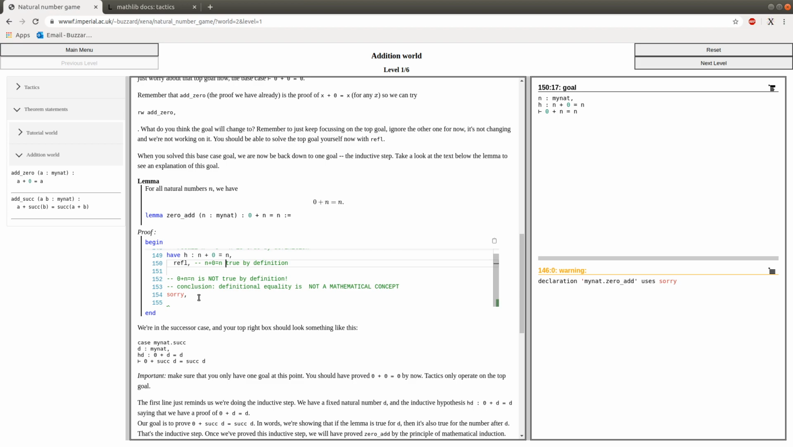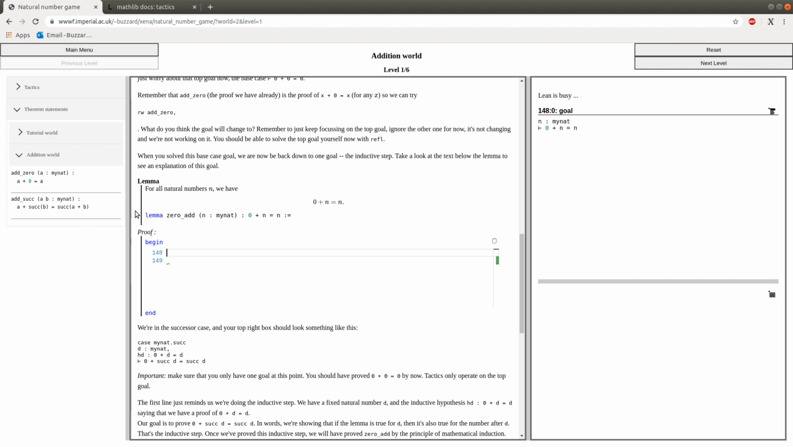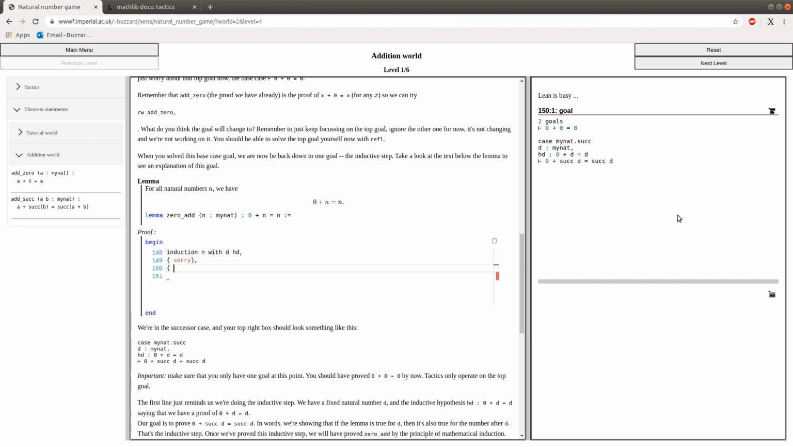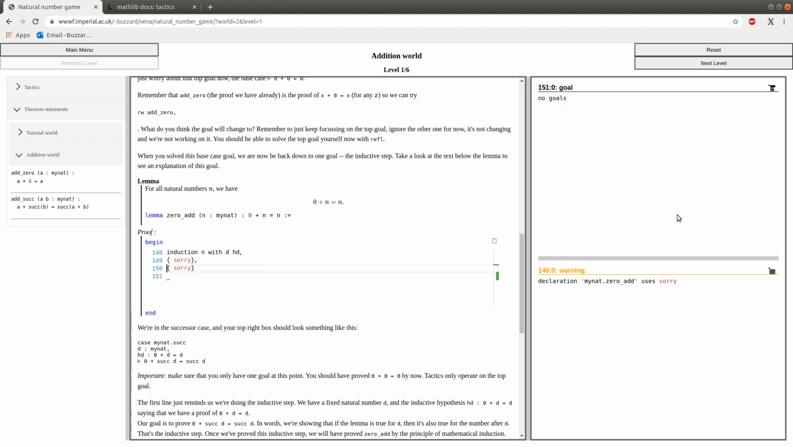So definitional equality is a slightly weird thing. So how are we going to prove this? We have to prove this by induction, right? Induction n with d hd. There. So now we have two goals. When you try to prove things by induction, we have a base case and we have an inductive step. So I'm going to try and do proper programming practice here. Because I've got induction, I've put some braces.